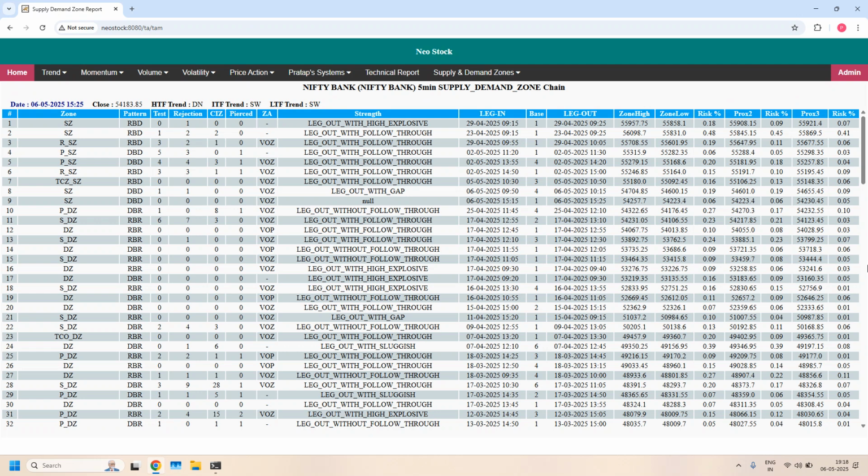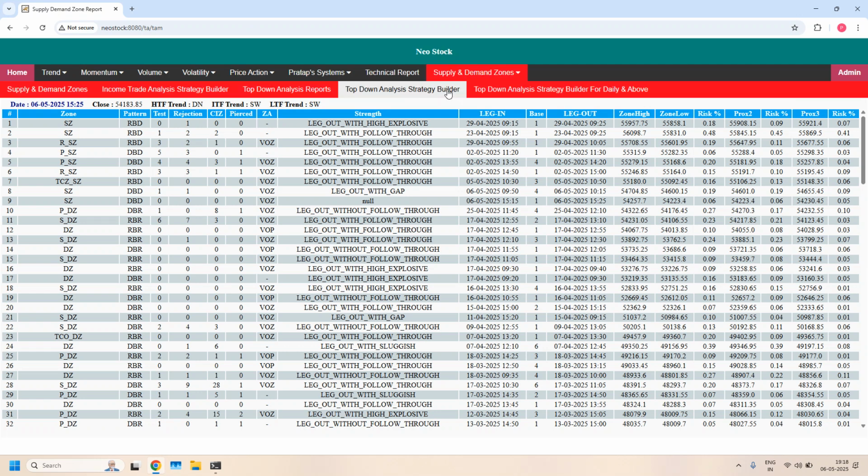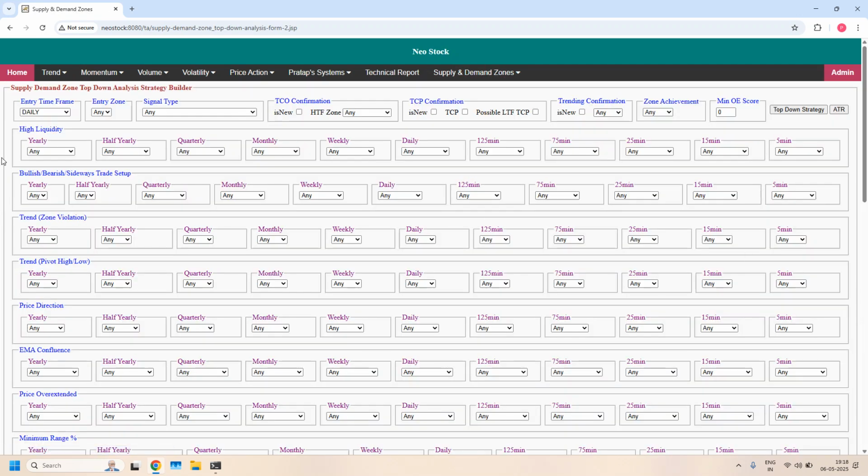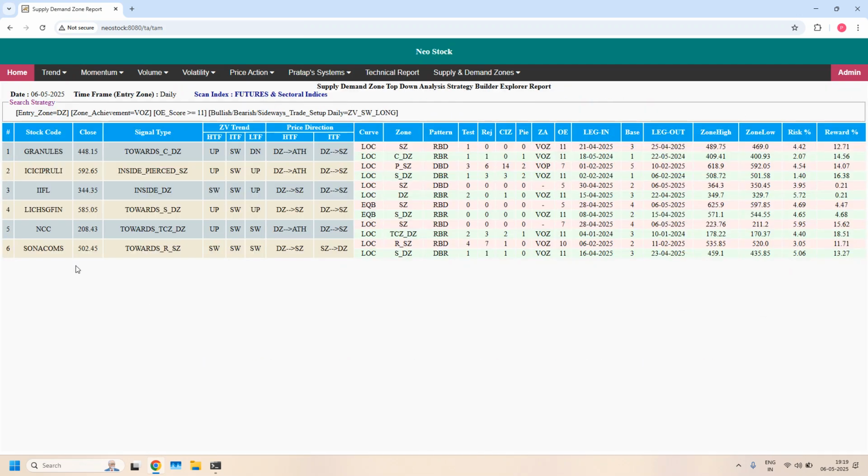Okay, next we will generate bullish, bearish and sideways trade setups for all the income trades. Starting with monthly income trade sideways trade setup, entry time frame daily, entry zone demand zone, and in the sideways at daily time frame I am selecting sideways long, zone achievement violated opposing zone, minimum odd enhanced score is 11 for sideways and 12 for a bullish or bearish trade setup. So with these filters, we got 6 stocks supporting sideways trade setup for long trade setup. I mean sideways long trade setup.